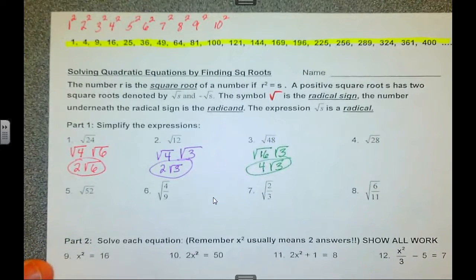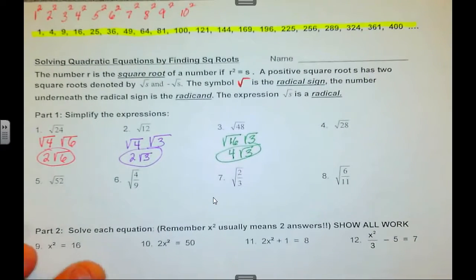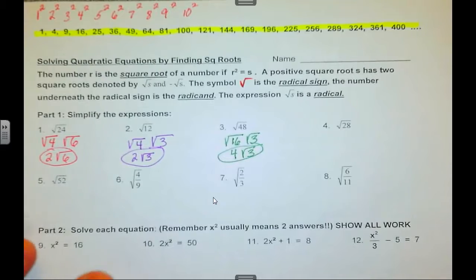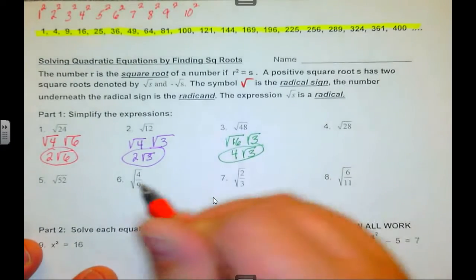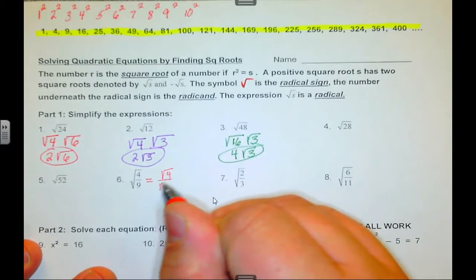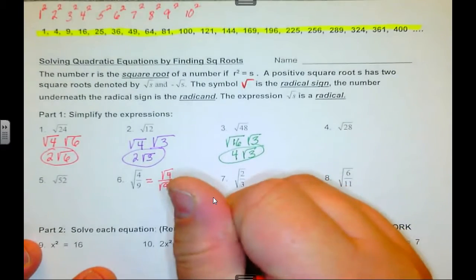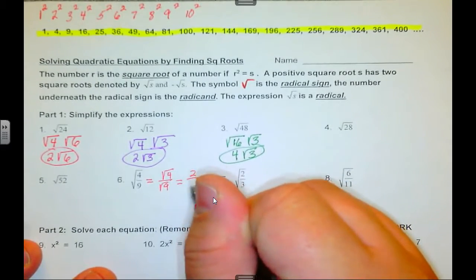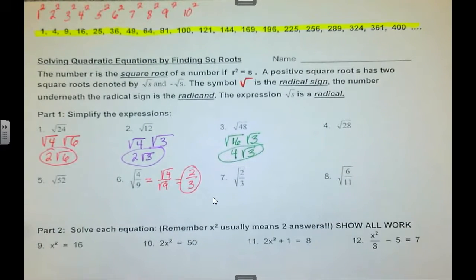Okay, how about number 6? Now get in your Wayback Machine and think of properties of radicals that you did in Algebra 1. This is the same as radical 4 divided by radical 9. And the square root of 4 is 2, and of 9 is 3. I don't need to do every single one of them. It's review.